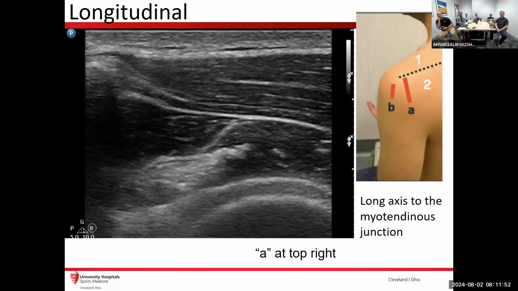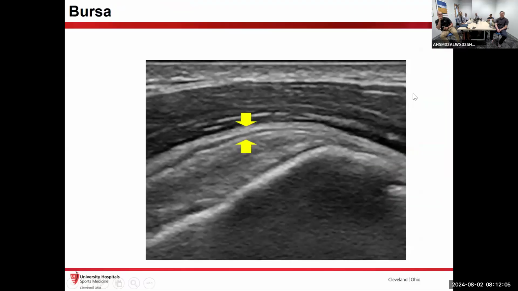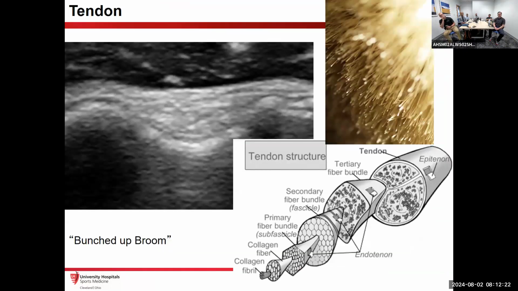Going back to that same picture, right? Long axis to the myotendinous junction. If you look at it here, this is what we're looking at there. This is a bursa, so you can see it's a little bit brighter there, because bursas normally shouldn't be, but this one has a little bit of fluid in it, so it gives you that target over top of the supraspinatus. You get a little bit of that train track sign from that different media.